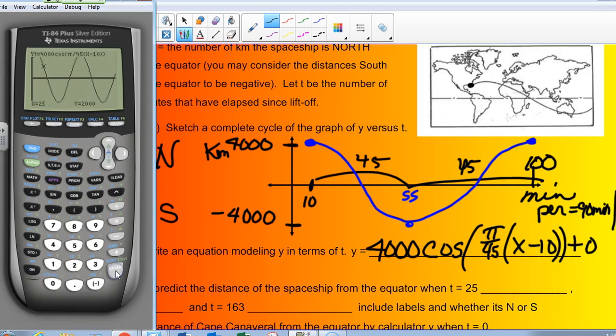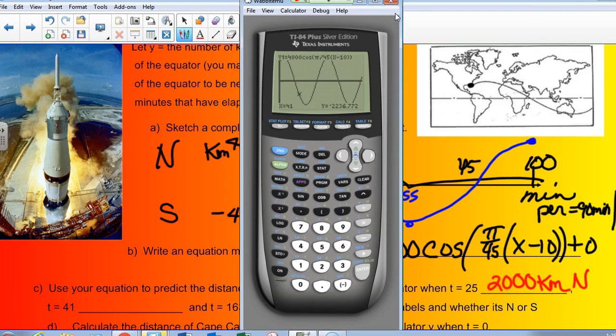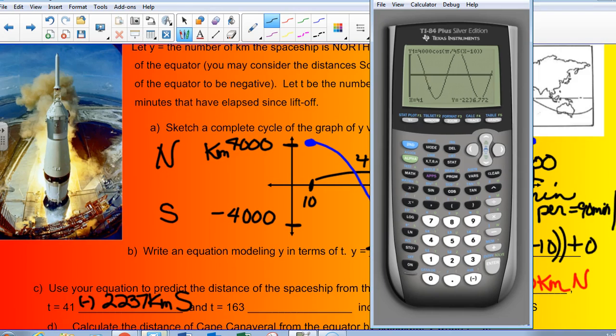25. Uh-oh. If it's positive, what are you going to write? What's the label? North. It is north, and it's kilometers, isn't it? Yeah. What's the second one that I can't see? 41. If I type 41, I get negative. So that would be south. I'm going to put the negative, but just in parentheses, and write 2,237 kilometers south of the equator. And then you can do the last one.